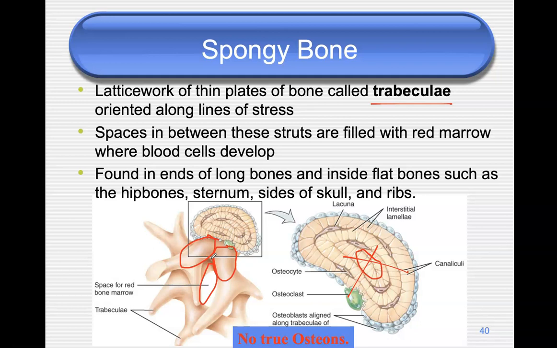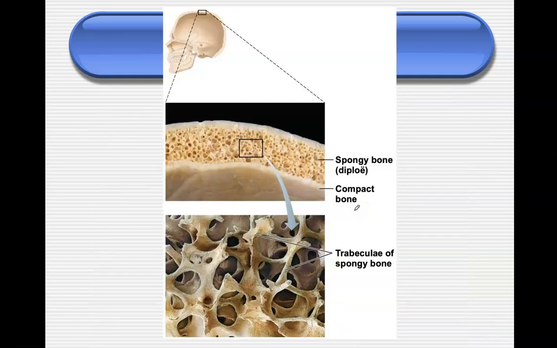So we typically find our spongy bone in the ends of long bones, as well as inside the flat bones, like, remember your hip bones. Remember we talked about your sternum, and that's why you've got that spongy bone in there with the red marrow. So you can do a marrow draw from the sternum, and then the sides of the skull, as well as the ribs. So a couple of areas where you're going to find that.